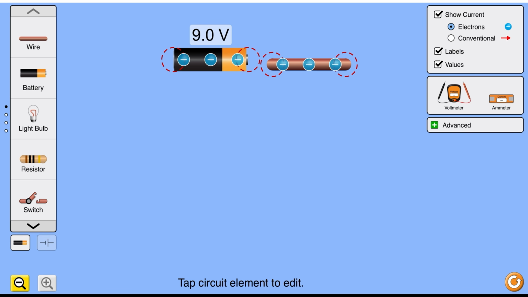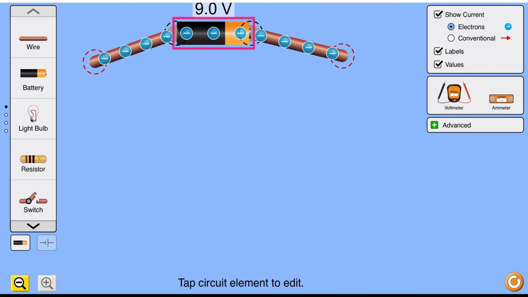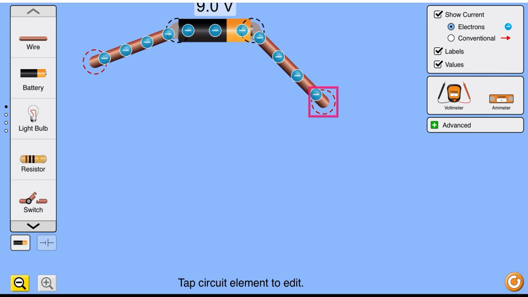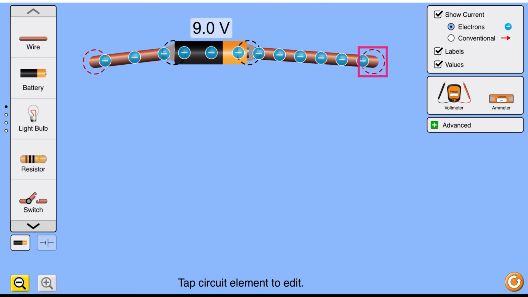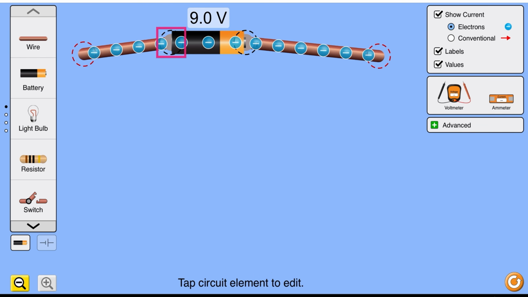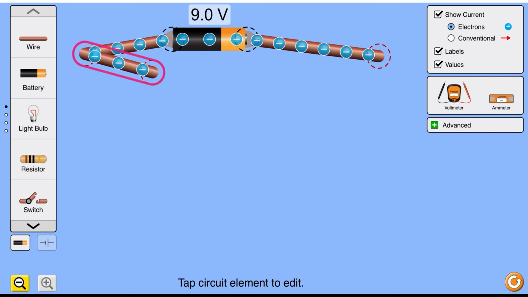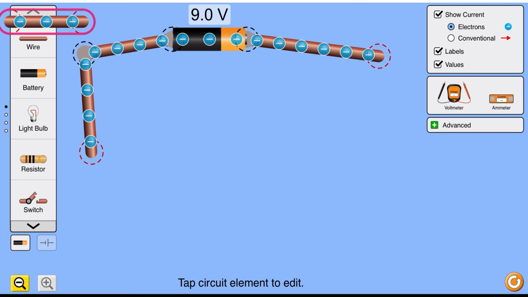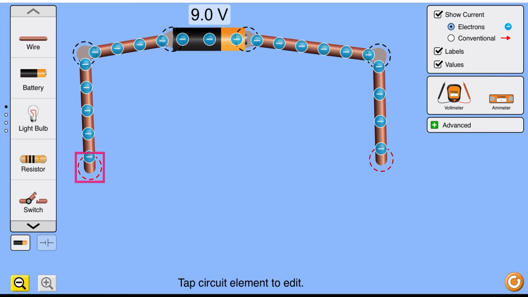Then we have, I will bring one more wire here. Yes, because this way only I will make the electric circuit. Okay, so here I will bring, let's do this. Yes. One more I will need.